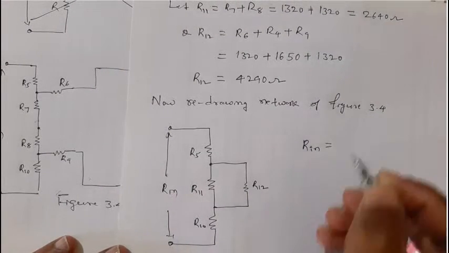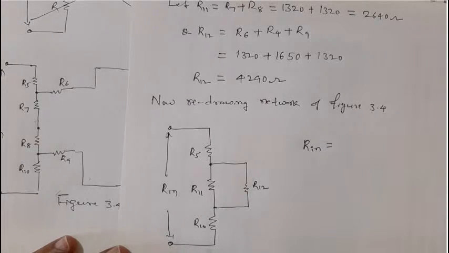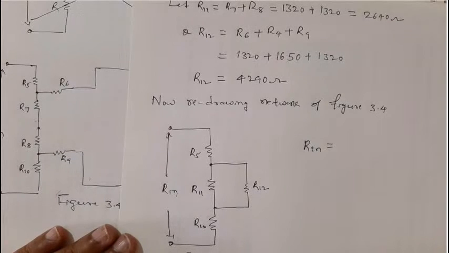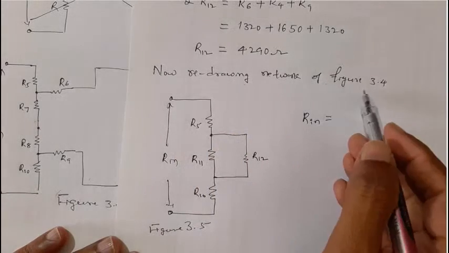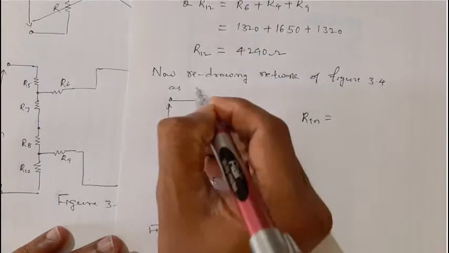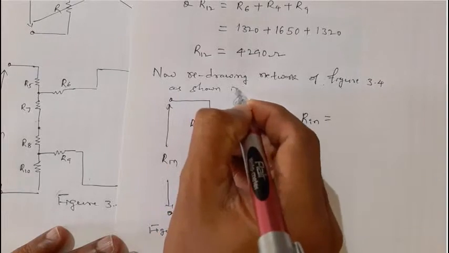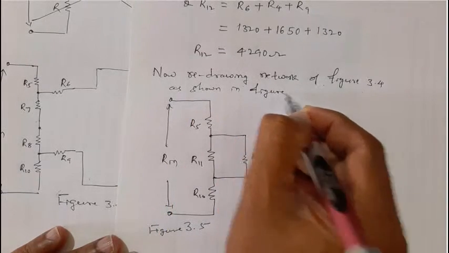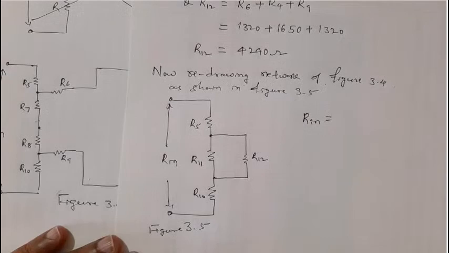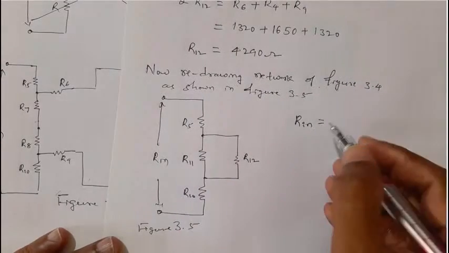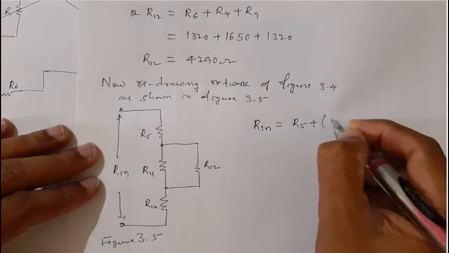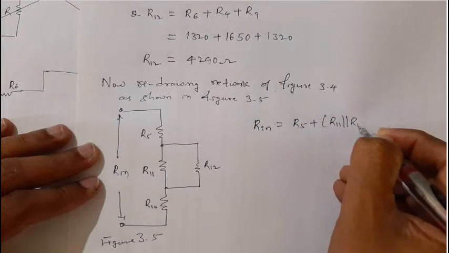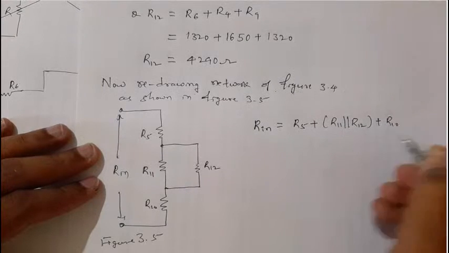Okay, so now Rin is very straightforward. This I call figure 3.5. Now redrawing the network of figure 3.4, you can write it as shown in figure 3.5, something like this. Rin is now very straightforward: R5 plus R11 parallel to R12 plus R10.